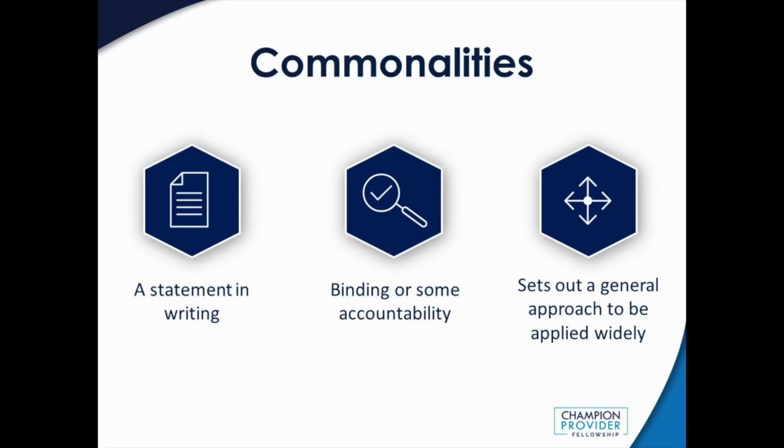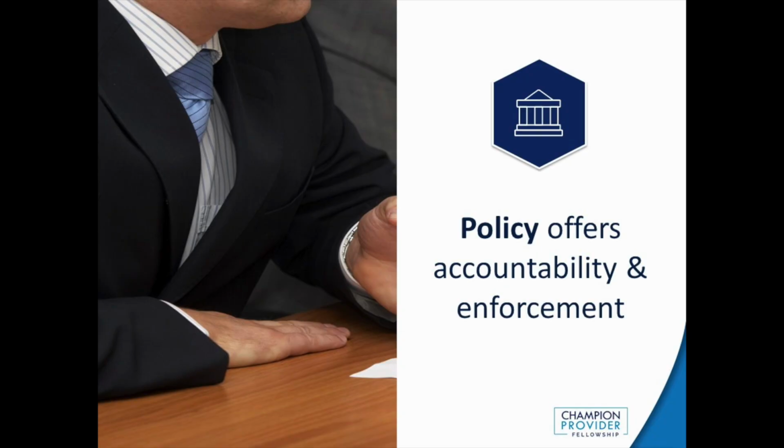Policy comes in different forms, but in their strongest form, they have three important things in common. They are written down, they are binding in some way, and they set out a general approach to be applied widely. What are the benefits of strong policy? First, strong policy offers accountability and enforcement. For example, most policies include some sort of penalty for not following them. In a law, that could be a fine or a citation. In a contract, it could mean the loss of some other benefit, like payment.